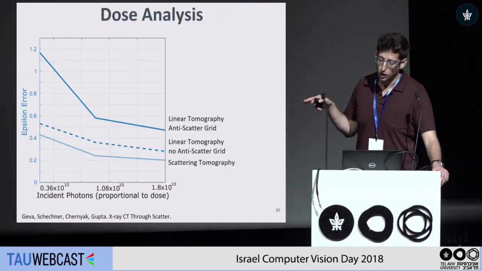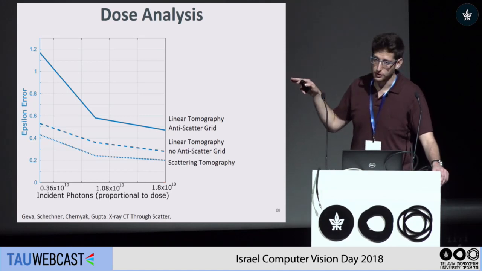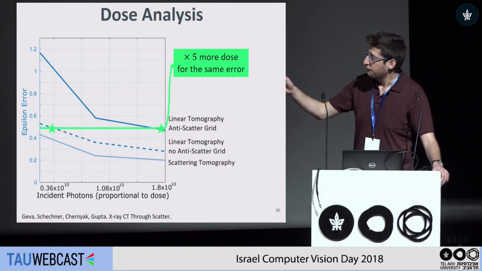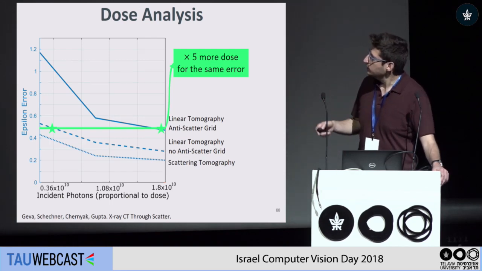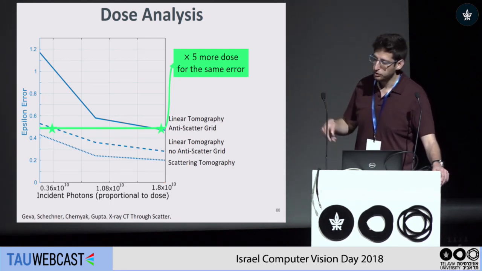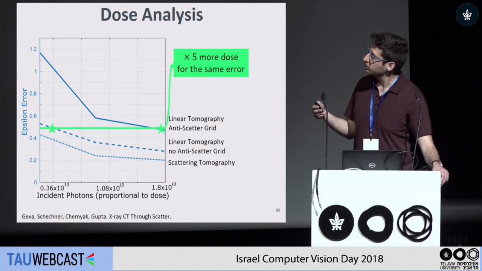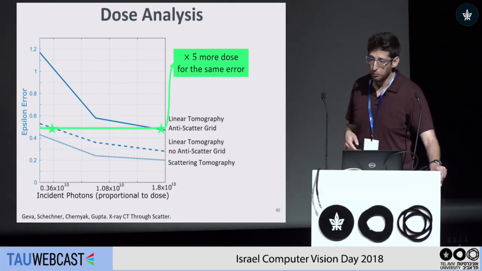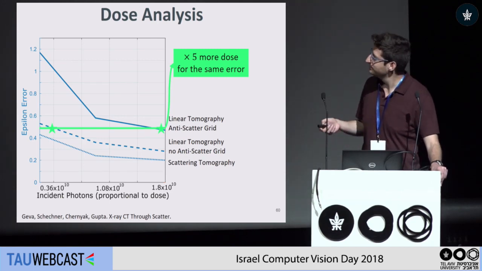We compare our method with linear reconstructions done with or without anti-scatter grid as a function of the dose to the patient. And as you can see here, our method was able to achieve the same reconstruction error with 5 times less the amount of dose. This gives hope for significant potential of reduction of dose.